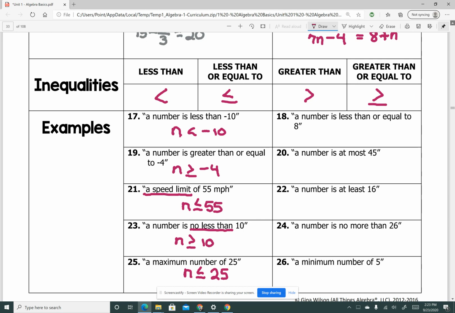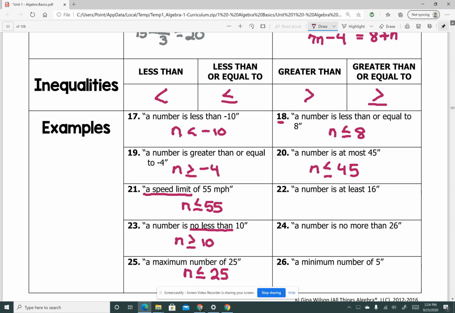Okay, so here we are. We're going to try 18, 20, 22, 24, and 26. It says a number is less than or equal to 8. So n must be less than or equal to 8. Number 20, a number is at most 45. Can it be 45? Yes. So n must be less than or equal to 45.